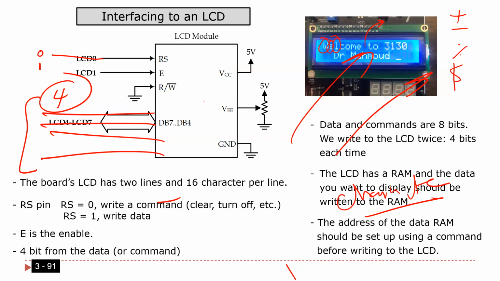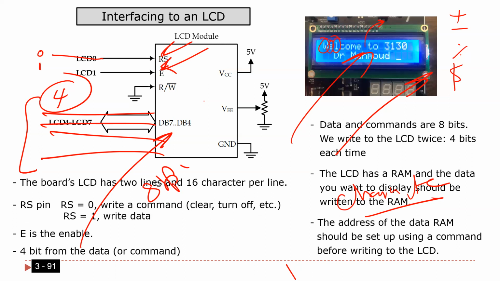But this one is slower, right? It's slower because I have to send it twice. That's true, it is slower, but it's going to solve a problem. What's the problem? The problem in microcontrollers is that usually I don't have too many pins. I don't have enough pins to give this one 8 pins here, and still I need 2 here.